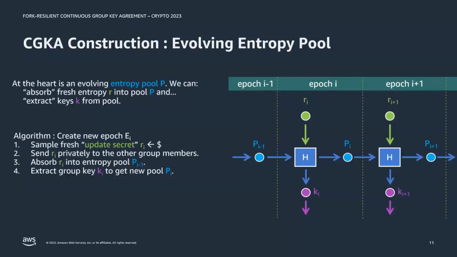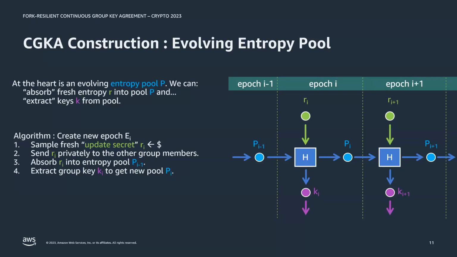The central object in this paradigm is an entropy pool. Concretely, think like it's a 32-byte value. And we use it to accumulate entropy. And everybody in a given epoch has the current value for this entropy pool. And the only thing you ever do with this entropy pool is one kind of operation. You absorb fresh entropy into it, you extract a current group key K, and you get an updated state of your entropy pool. So this gives us a natural way to construct CGK.